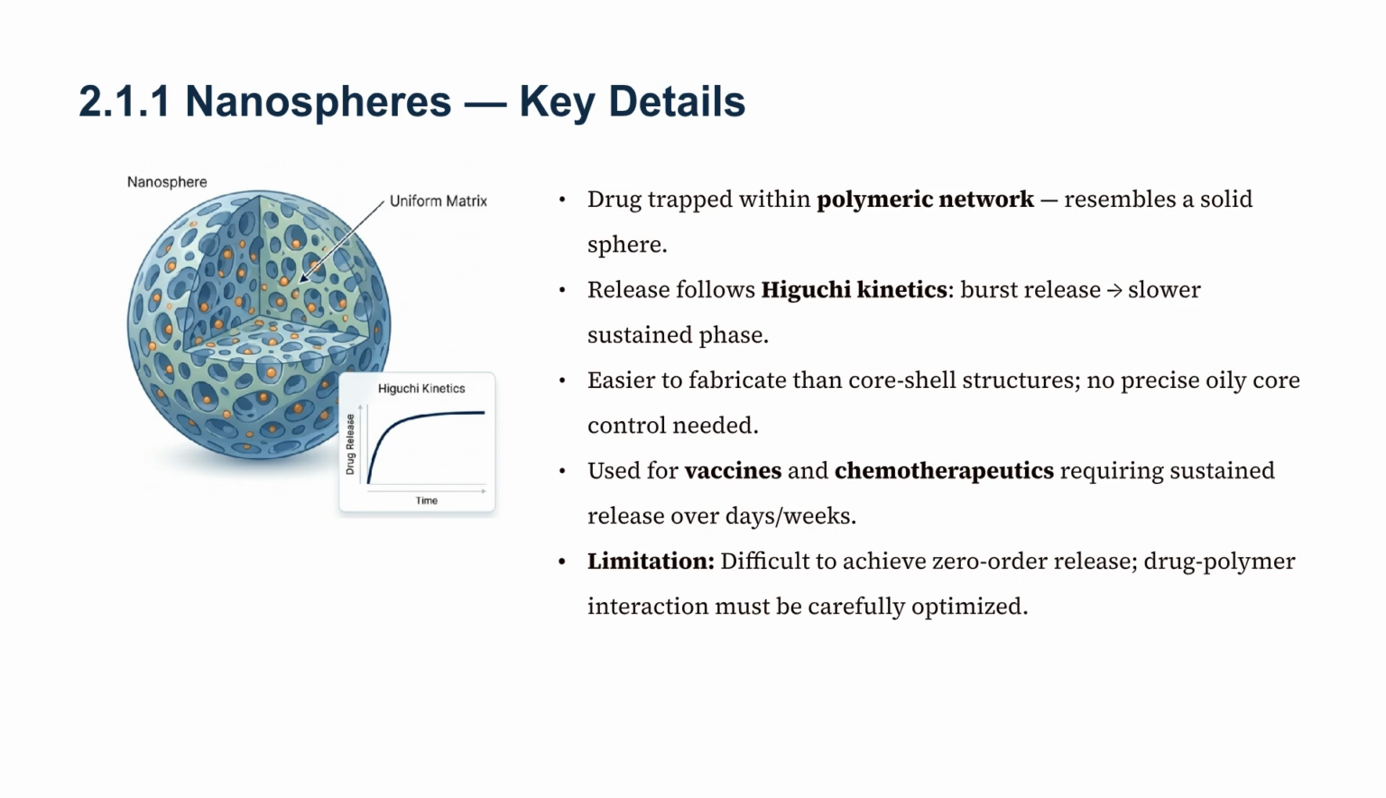Zooming in on nanospheres, these structures act like a solid matrix, where the drug is uniformly trapped within a polymeric network. Because they lack a separate liquid core, they are much easier to manufacture. They release medication following Higuchi kinetics, meaning there is a quick initial burst of the drug, followed by a slower, sustained release over days or weeks. This makes them highly effective for vaccines and chemotherapy, though achieving a perfectly constant release rate can be challenging.